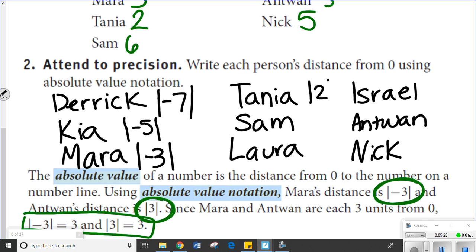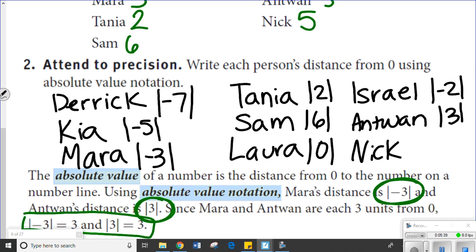Tania is 2. Sam is 6. Laura is the absolute value of 0. The absolute value of -2. The absolute value of 3. The absolute value of 5. So these bars mean the absolute value of.